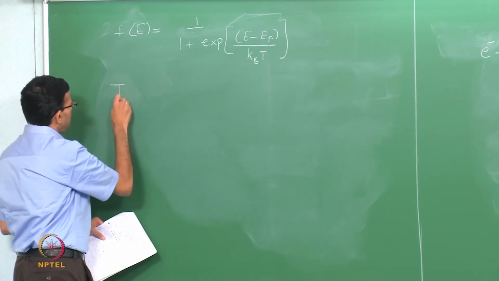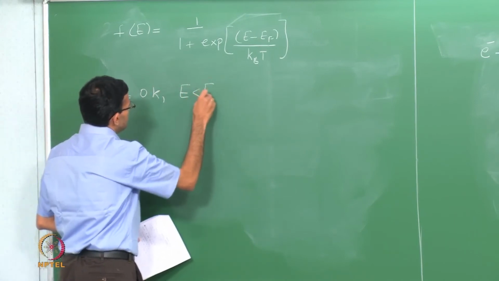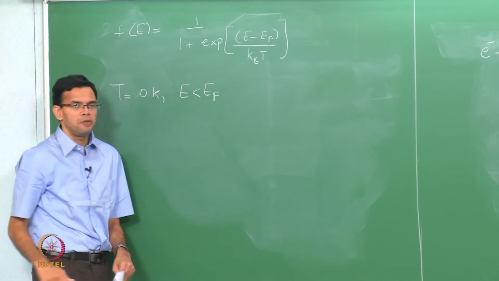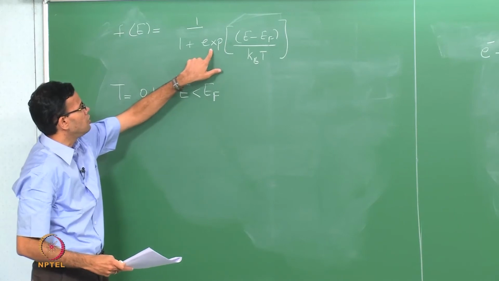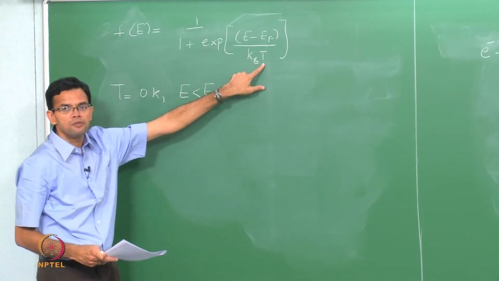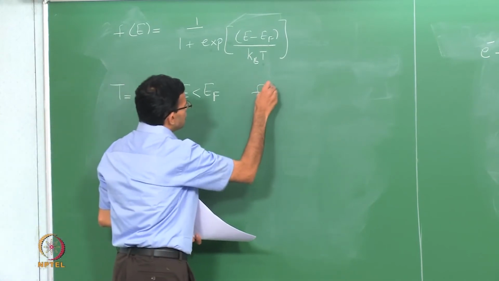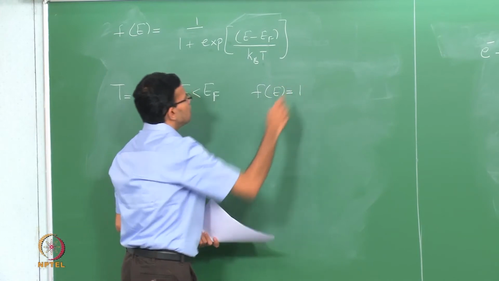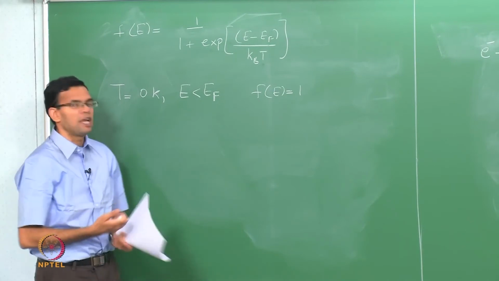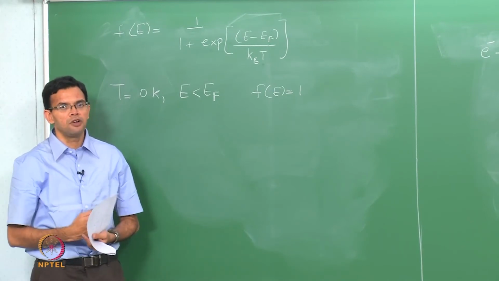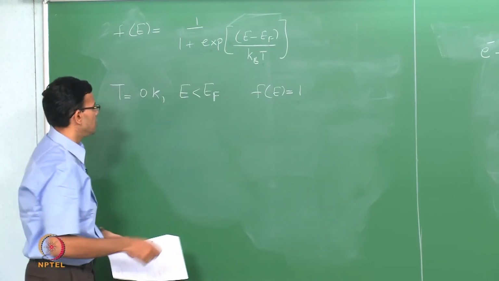So, at temperature T equal to 0, if your energy E is less than the Fermi energy, so your energy is below the Fermi energy, this term is negative. So, exponential of a negative number divided by 0 is exponential of minus infinity, which is 0. So, the Fermi function is nothing but 1. This makes sense physically as well, because at 0 Kelvin all the energy states below the Fermi energy are occupied. So, your occupation probability is 1 or 100%.